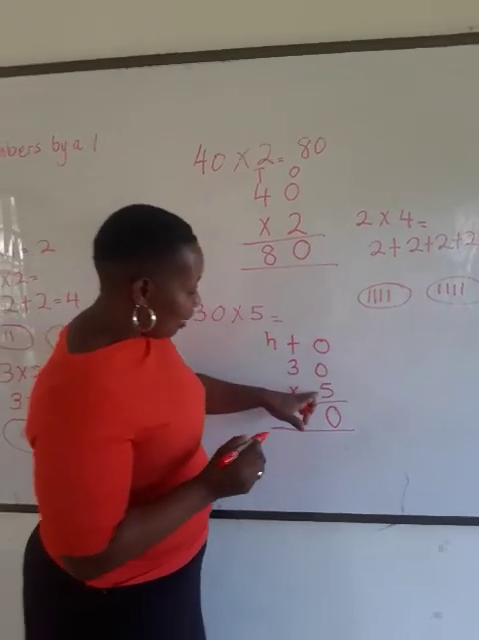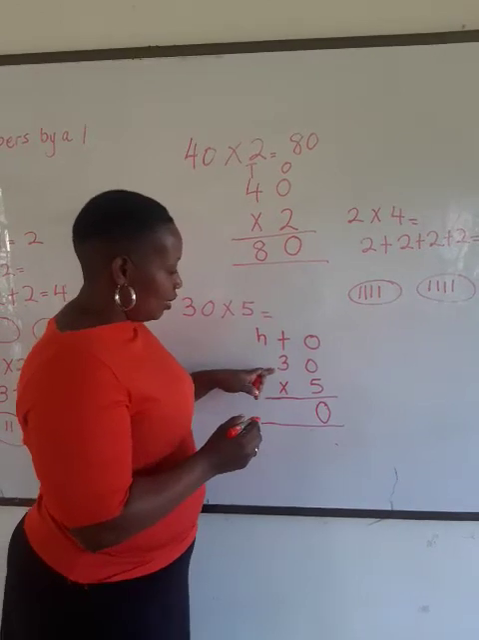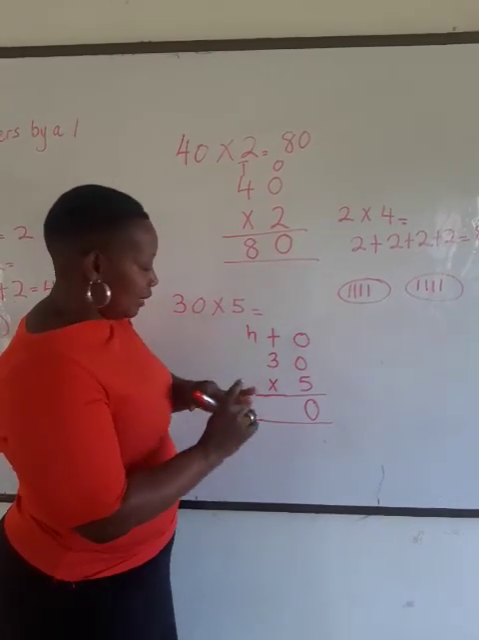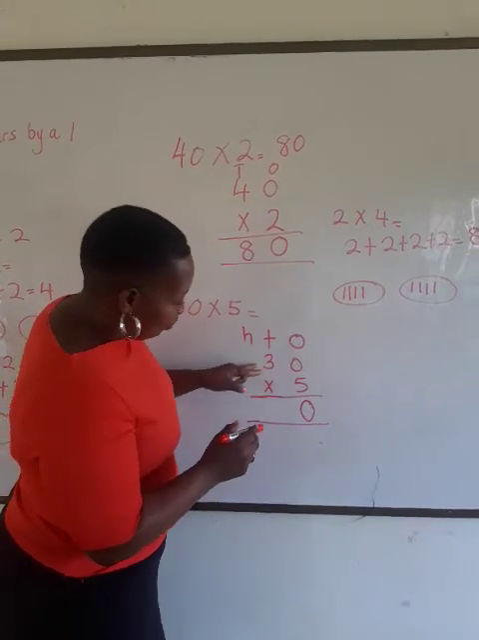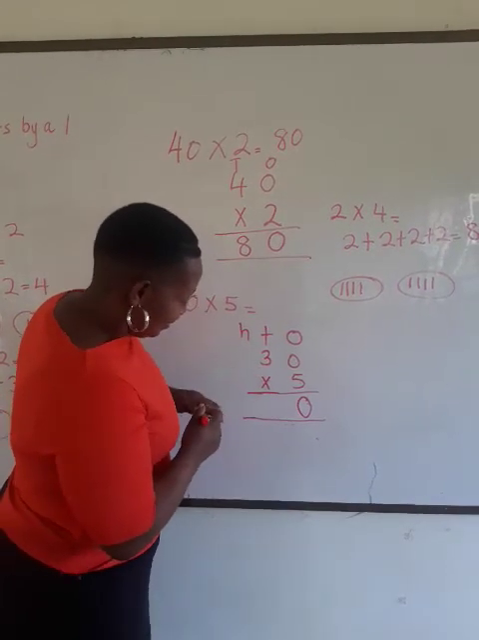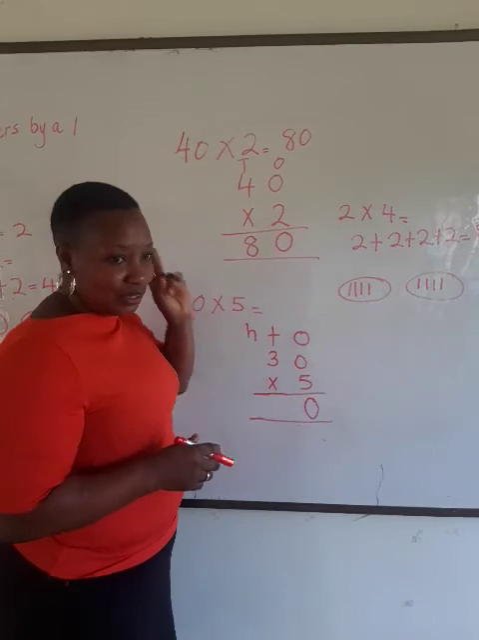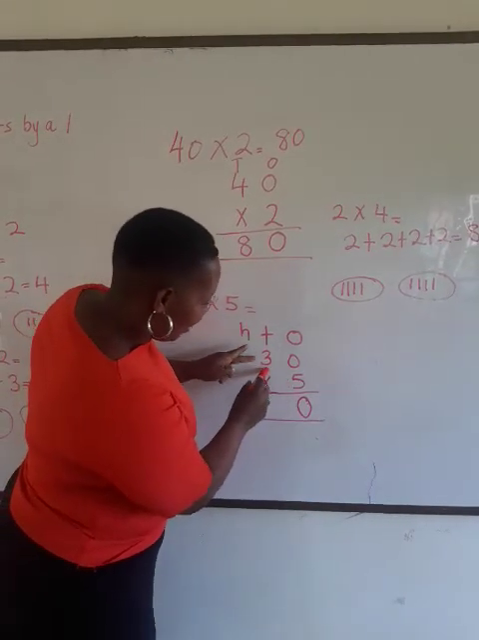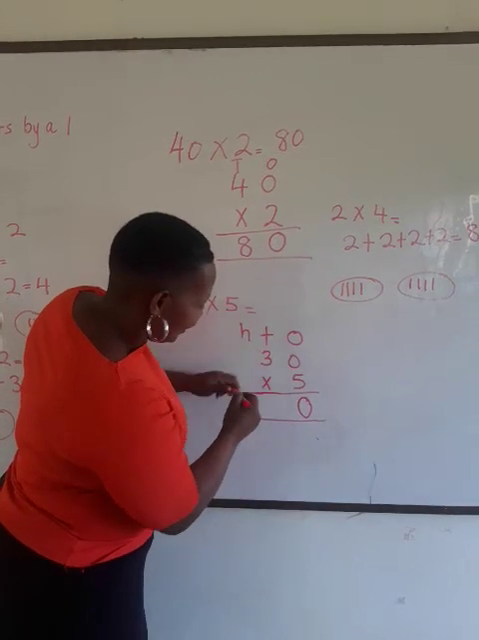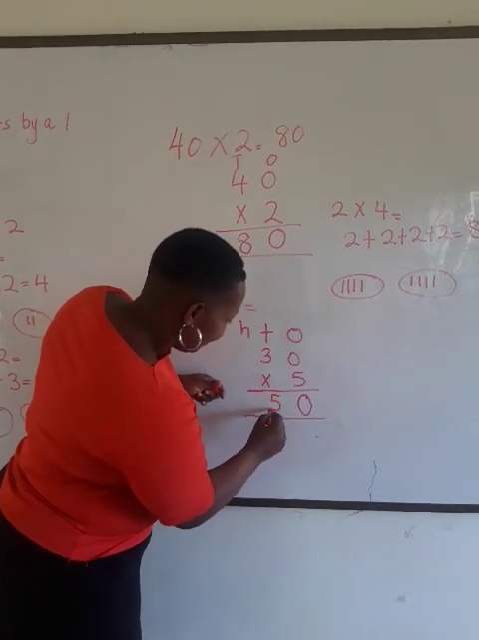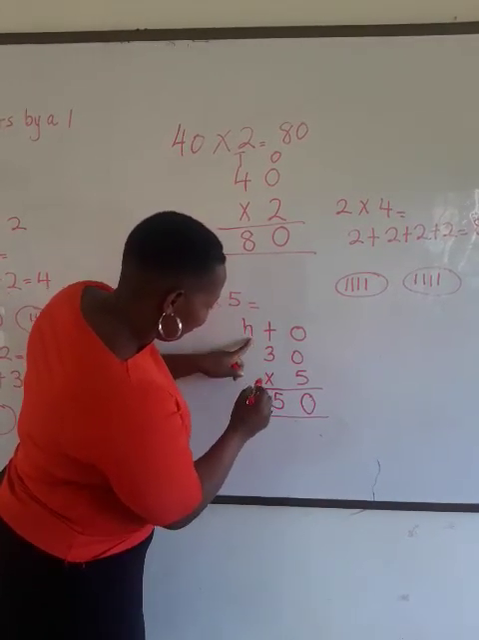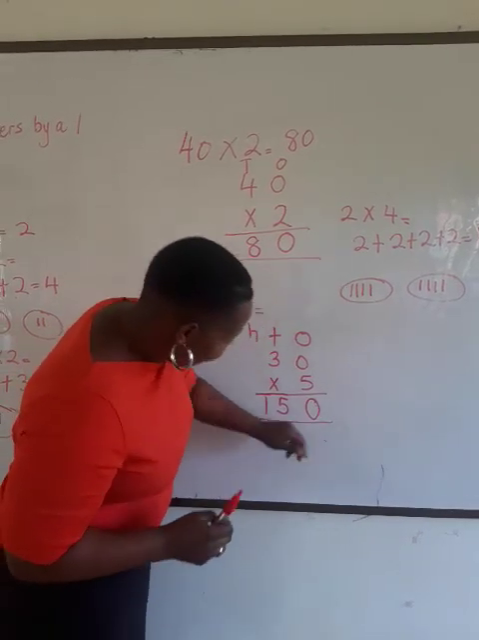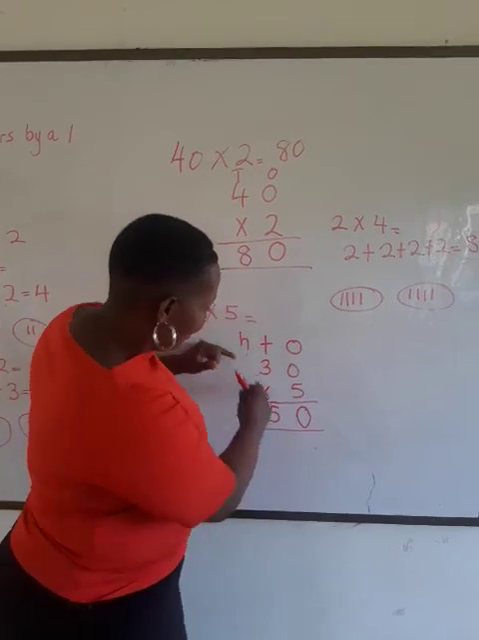So we go to 5 times 3. You can count in 5s. 5, 10, 15. So 5 times 3 is a 15. Remember, 15 is a 2-digit number. So I write my 5 under the tens and the 1 under the hundreds, because 150 is a 3-digit number.